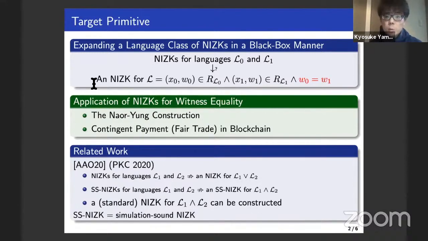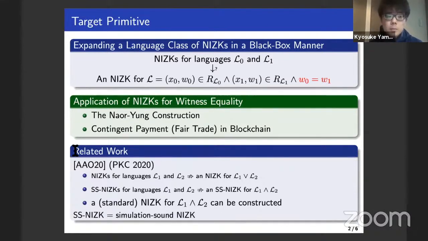Actually, such a witness equality NIZK has a lot of applications in cryptography, such as the Naor-Yung construction or contingent payment in blockchain, which guarantees a fair trade. So if we can find such a general construction, we may be able to construct these applications efficiently in the future.